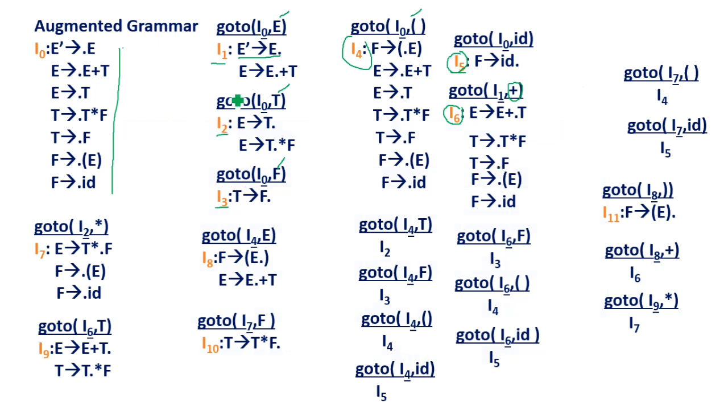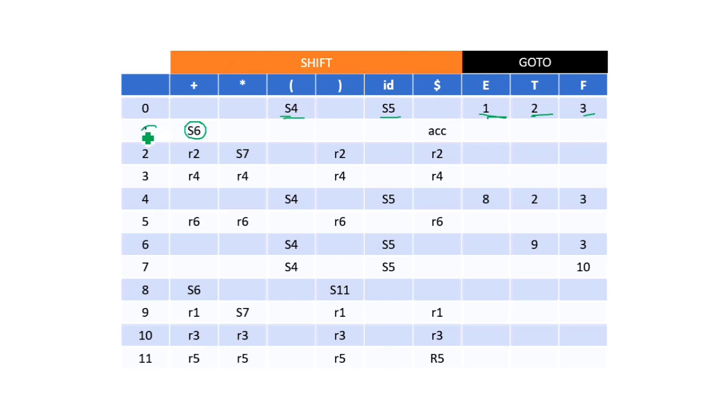Now in item set 1, we have to see whether the dot is at the end. The dot is at the end for the production E dash tends to E dot. This is not part of the original grammar, because E dash is an introduced, augmented grammar. For this augmented production in item set 1, under dollar, we simply write ACC. ACC means accept. Now we'll go for item set 2.